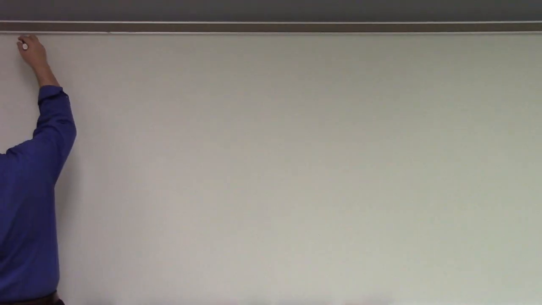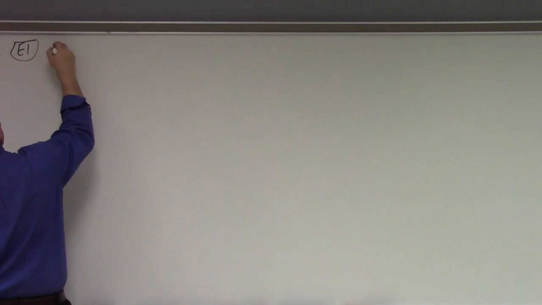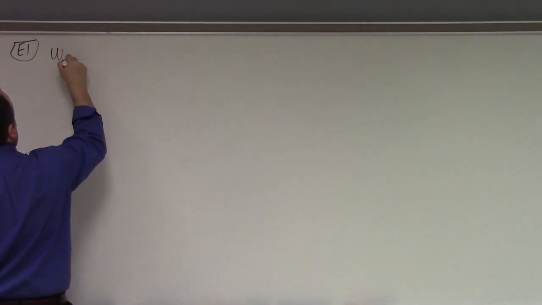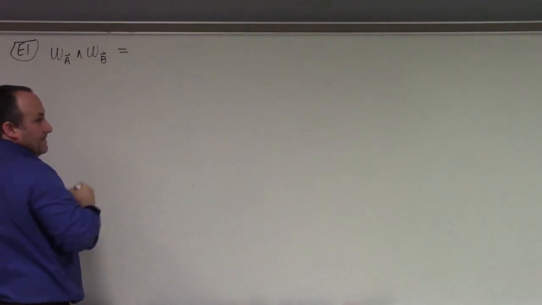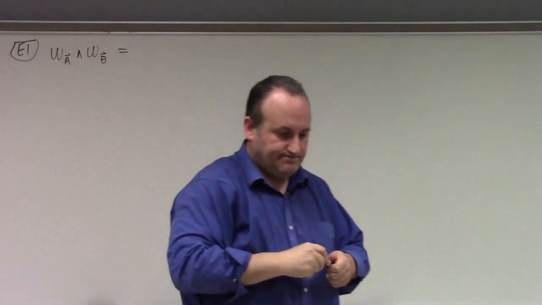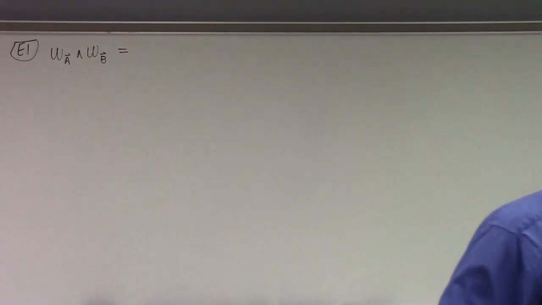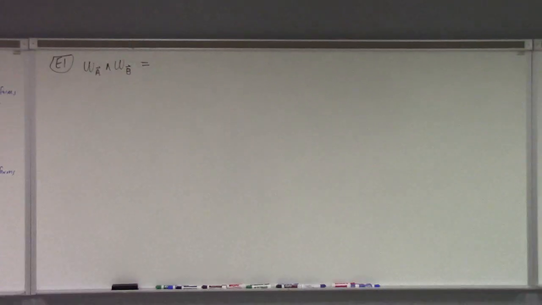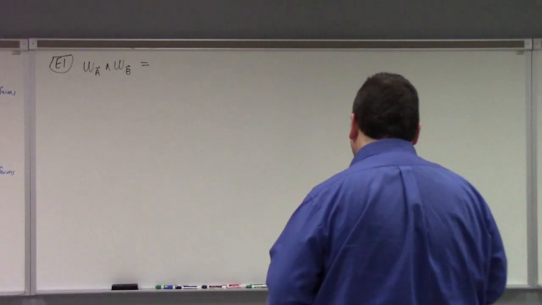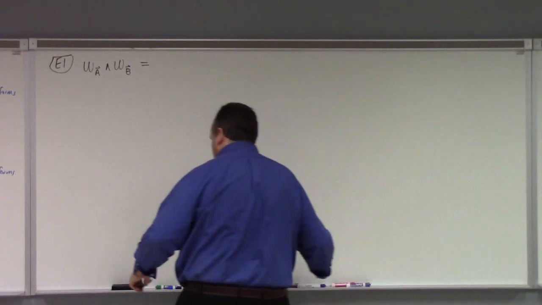So, example 1, let's look at the wedge product of A and B's work forms. All right? So here we'll use numbering, like A1, A2, B1, B2, B3, the usual enumeration, if you will.